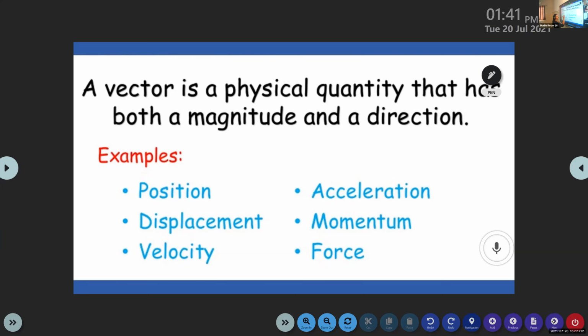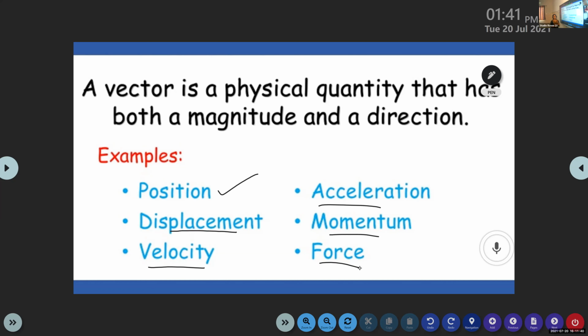For example, the position of an object. We can locate the exact position of an object. It is 30 centimeters away, north or east or west. We can specify the direction. Similarly, displacement, velocity, acceleration, momentum, and force are all examples of vector quantities. In all these cases, we can specify the direction and magnitude. So a physical quantity that has both magnitude and direction is called a vector quantity.